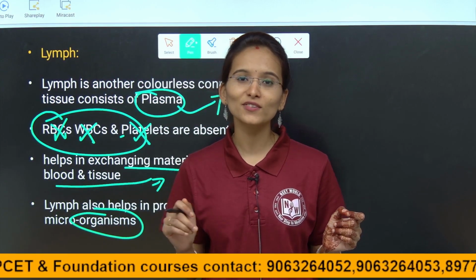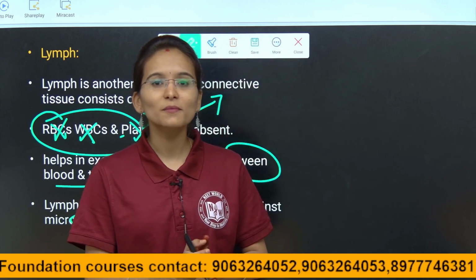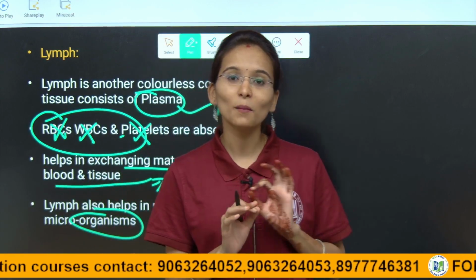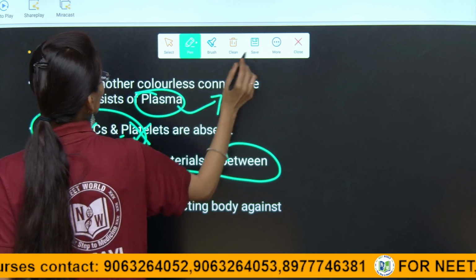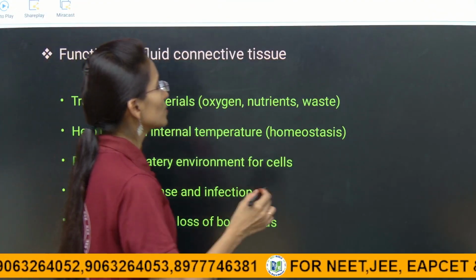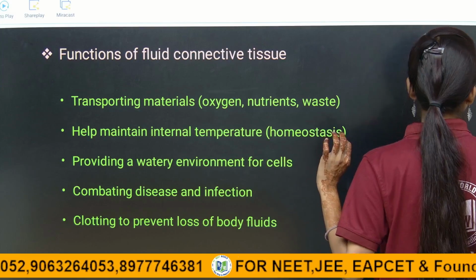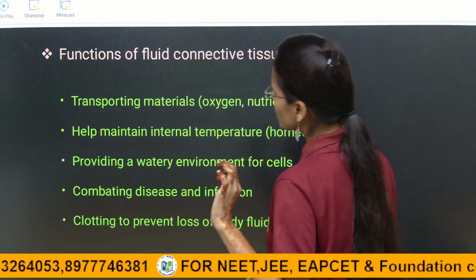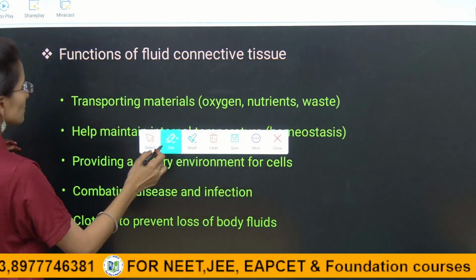It is a colorless fluid. It contains only plasma; RBC, WBC and platelets are completely absent in the lymph. Okay. Now coming to the functions of fluid connective tissue. It is very, very important. You can remember any 4 or 3 types of functions.